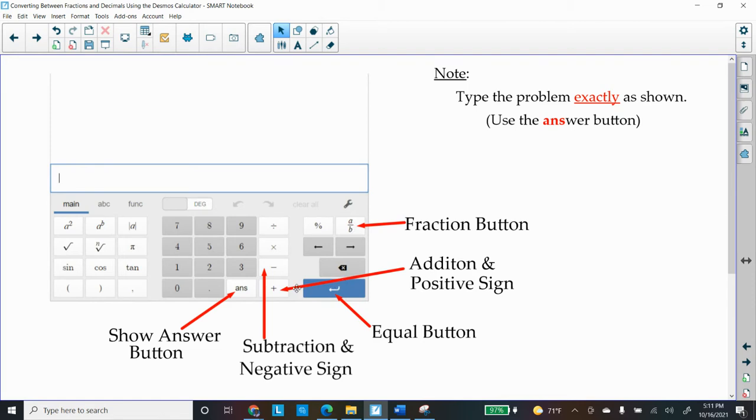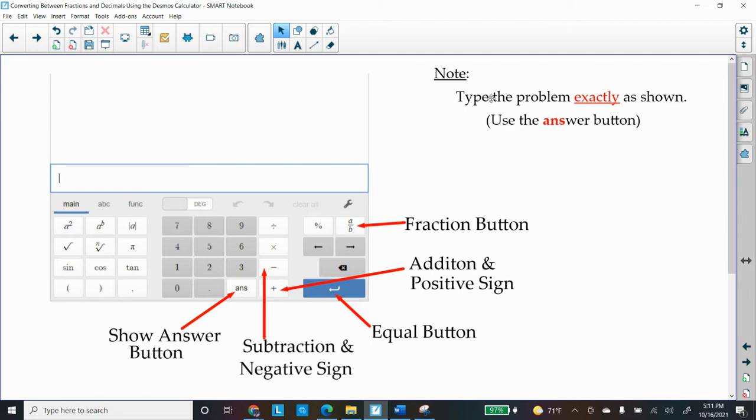The other buttons you should know is the negative or minus button doubles for each other, as well as the addition and positive buttons double for each other. The equal button or enter button. I want to introduce another new button that's going to be really important with this topic. It's called the ANS, which is the show answer button. Whatever you type into the calculator, its memory keeps it. And if you press that button, ANS, show answer button, it will bring back the answer or whatever it was you just recently typed.